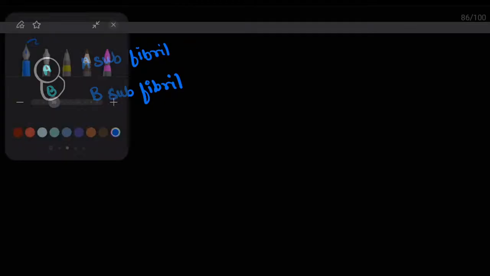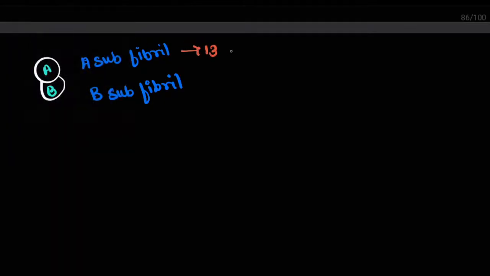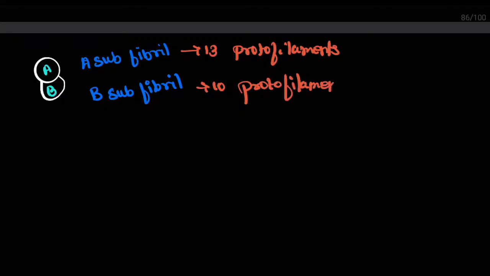If you see, this is having 13 protofilaments, and this is 10 protofilaments. Okay? Next, these 13 protofilaments actually form a complete structure, whereas this one is an incomplete structure.